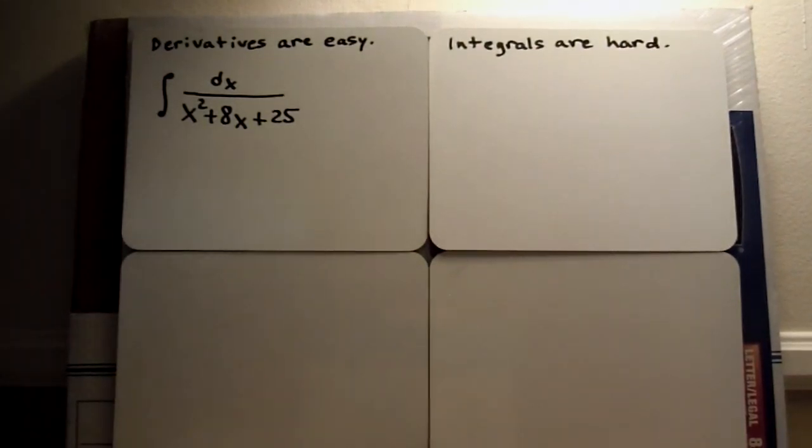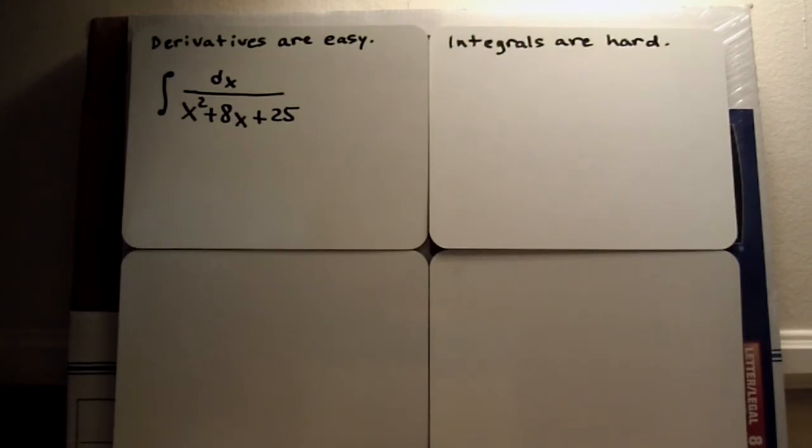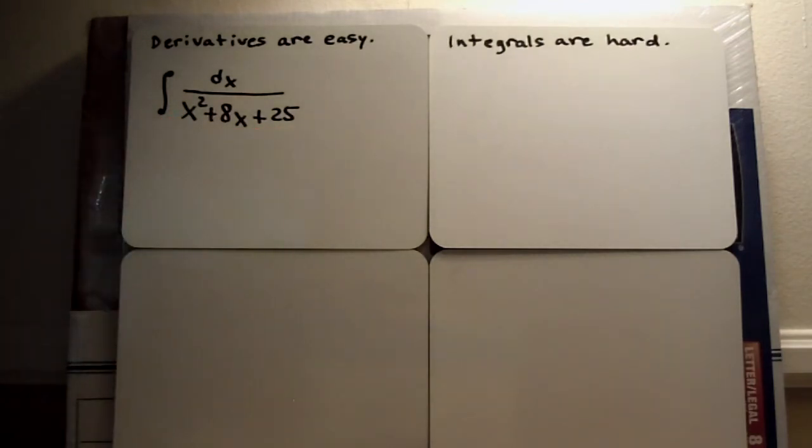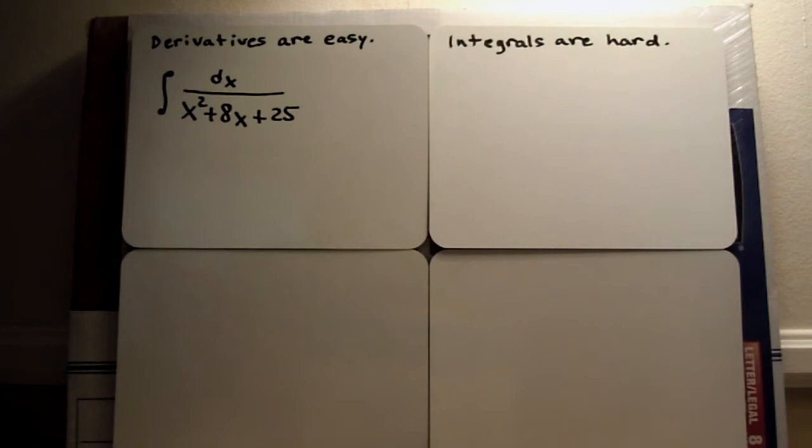Remember, derivatives are easy and integrals are hard. Integrals are more difficult because you have to think through what form this integral is. How do we determine what that is the derivative of, doing derivatives in reverse? So take a look at this example, for instance. The integral of dx over x squared plus 8x plus 25.